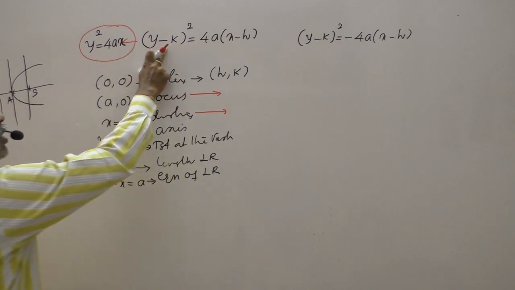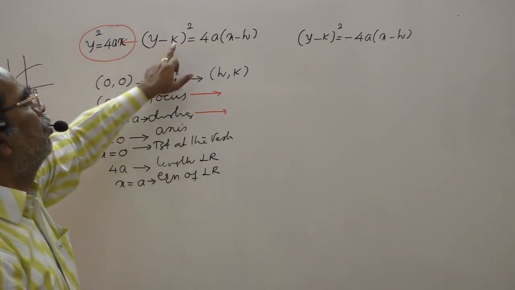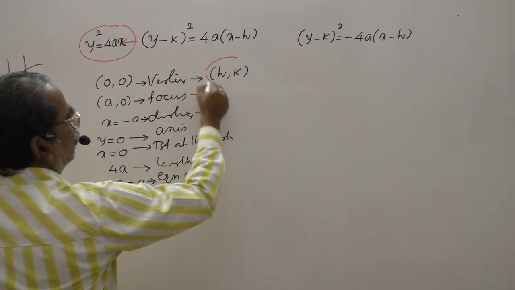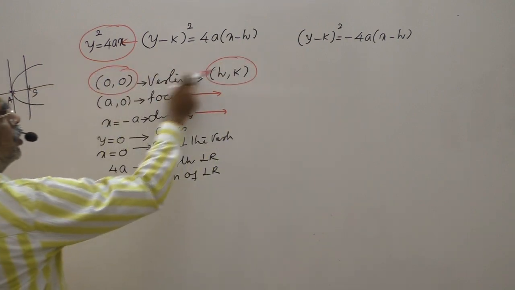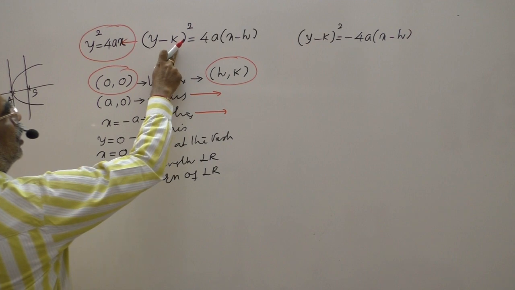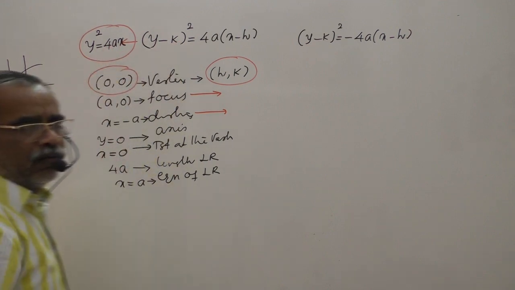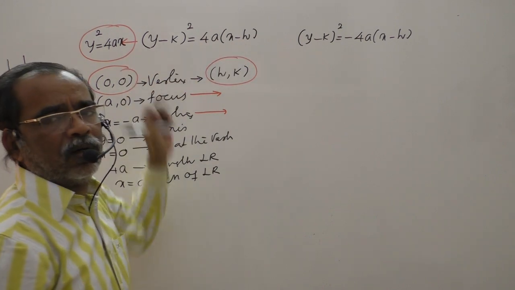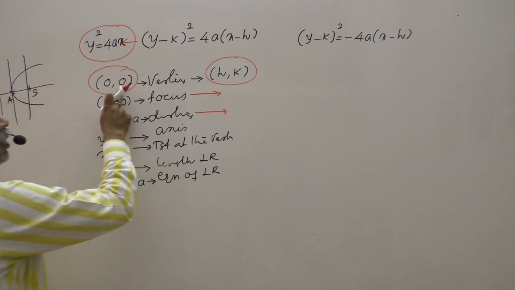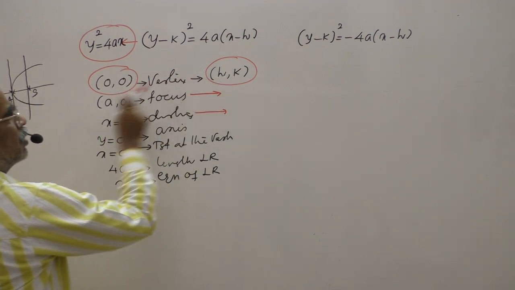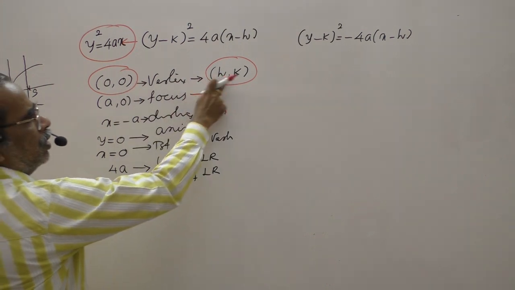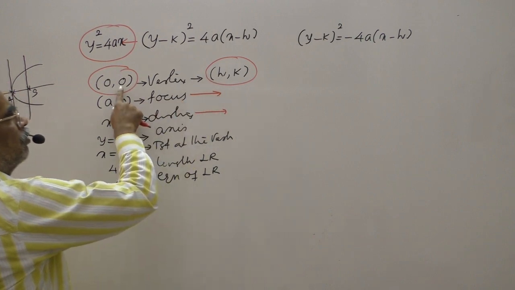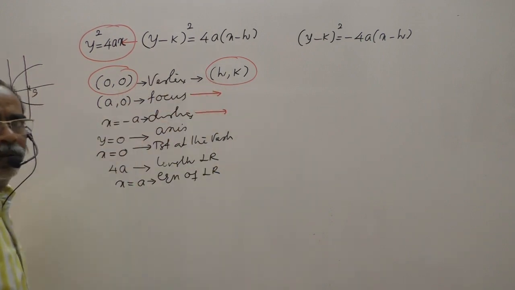This and this, please compare. What is the difference? By making its vertex h comma k instead of 0, 0, this parabola takes this form. How did we obtain this? By putting h equal to 0, k equal to 0. So what is the relation between their vertices? Here the vertex is 0, 0. This is h comma k. The x coordinate is increased by h, the y coordinate increased by k.